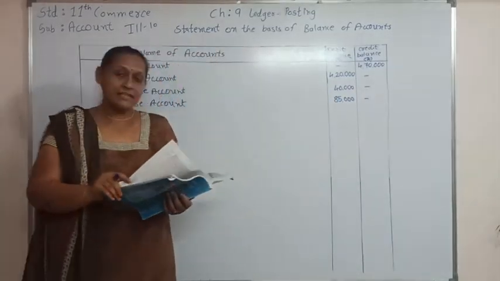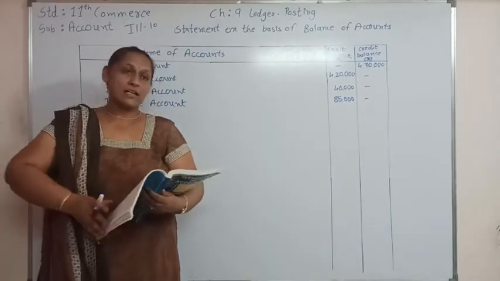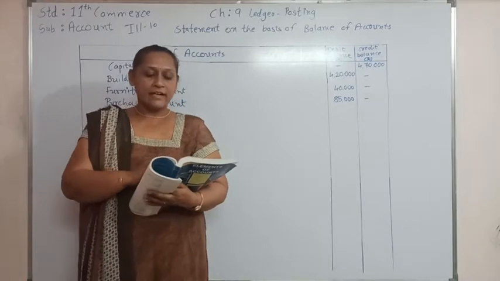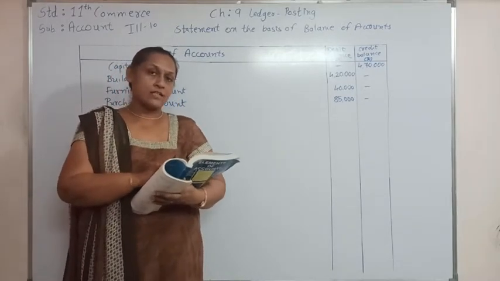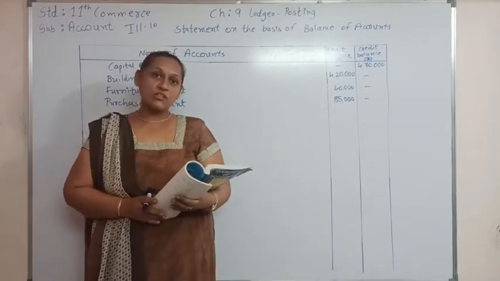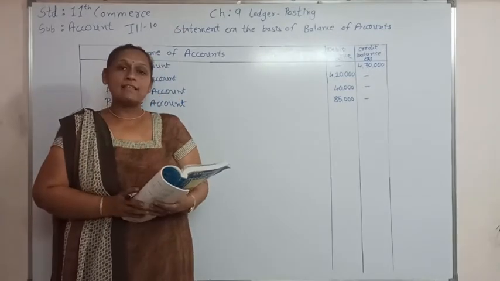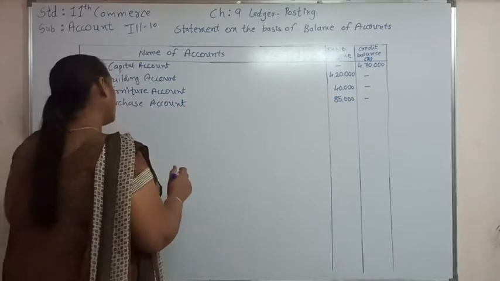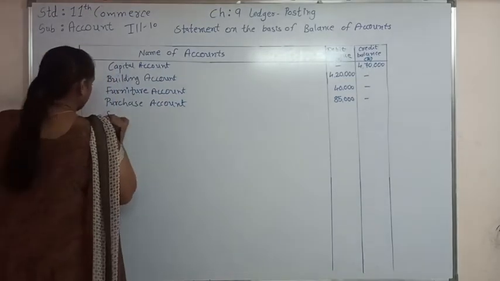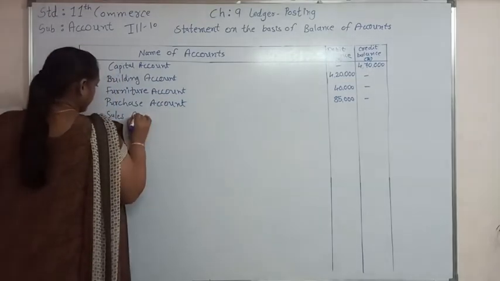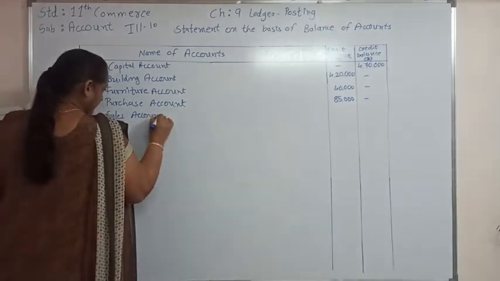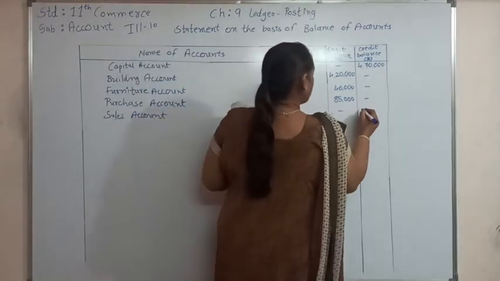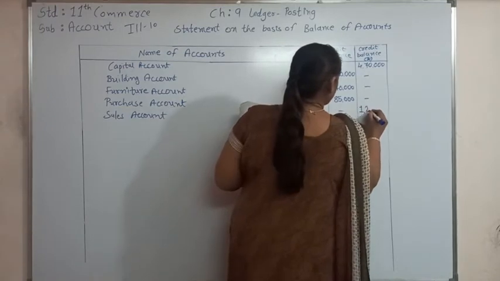Next account is the sales account. In the sales account we can see that the credit side is 1,20,000 and debit side nothing is given to us. So the sales account has a credit balance that we will write on the credit side. So credit side it is 1,20,000.